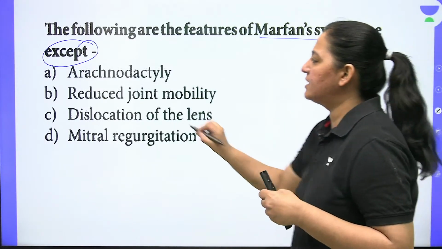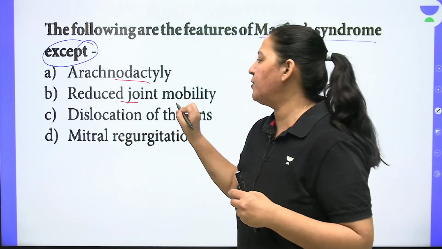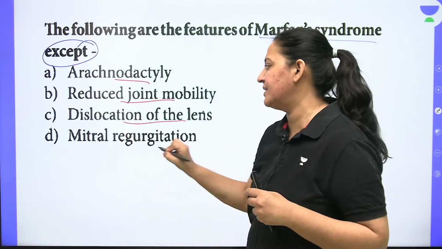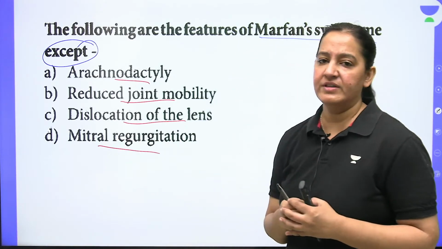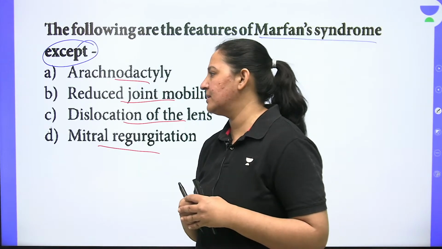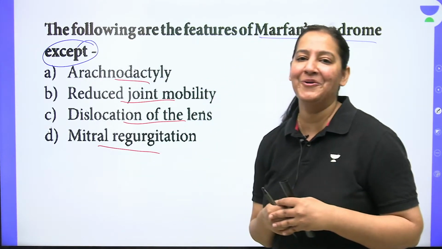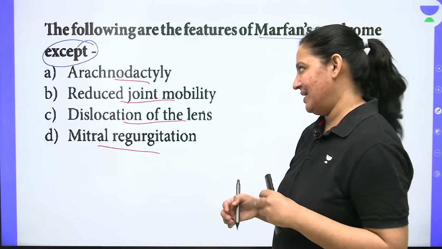Is it arachnodactyly, which is not a feature of Marfan? Is it reduced joint mobility? Is it dislocation of the lens? Or is it mitral regurgitation, which is not a feature? Who will tell me? Many of you are saying B. Aniru is saying A. Anu is saying D. Why did you get confused?